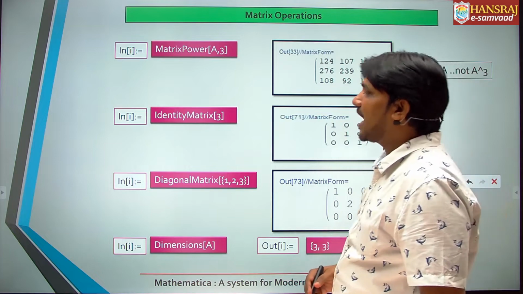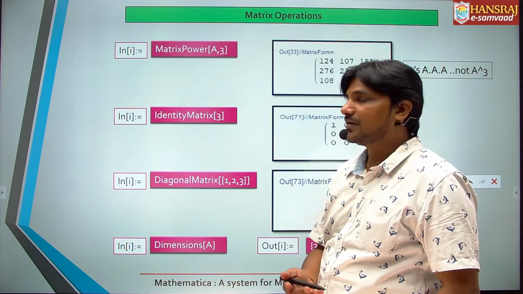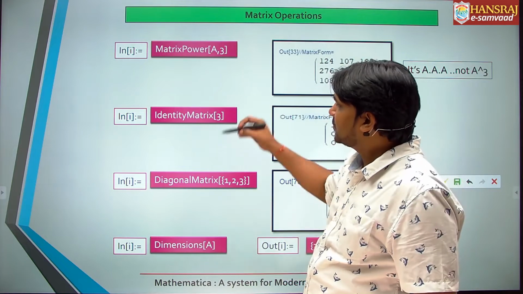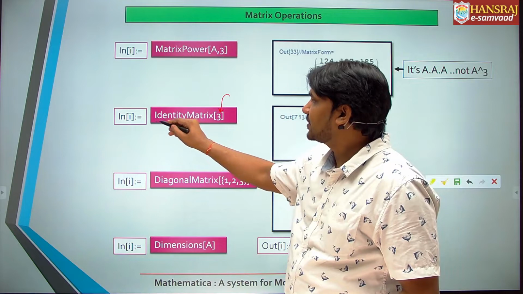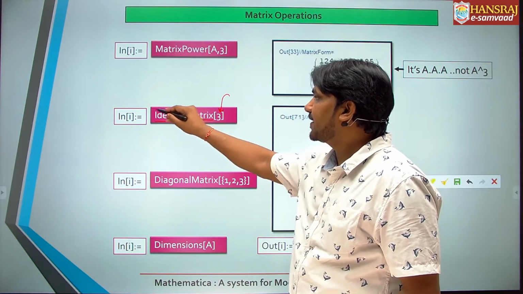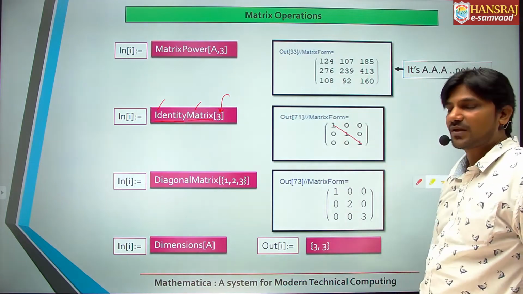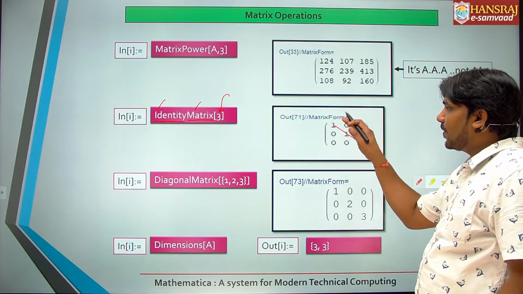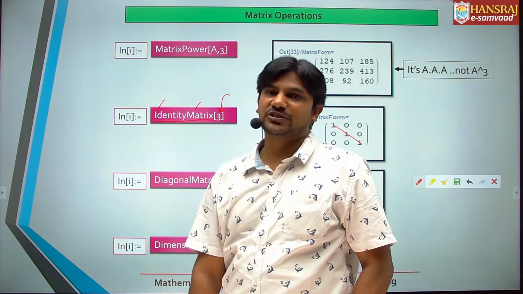The next is identity matrix. If you want to create an identity matrix of order n, you just need to write the order as an input for this function IdentityMatrix, I capital, M capital, and you will get the identity matrix. That means 1 1 1 on your diagonal element positions.